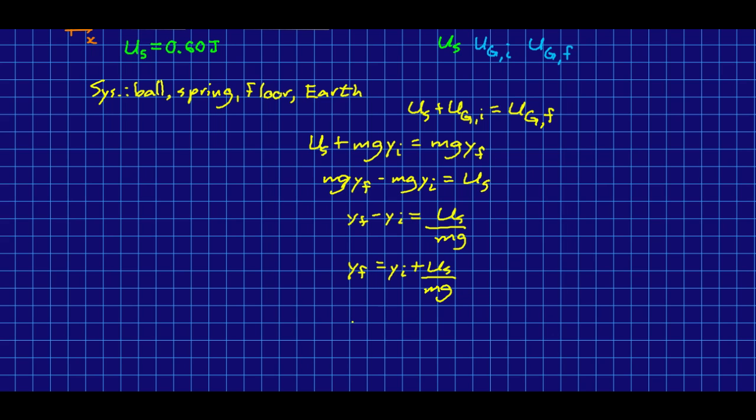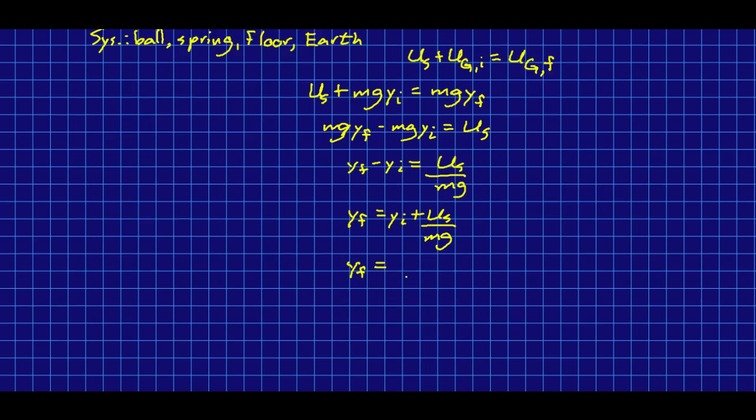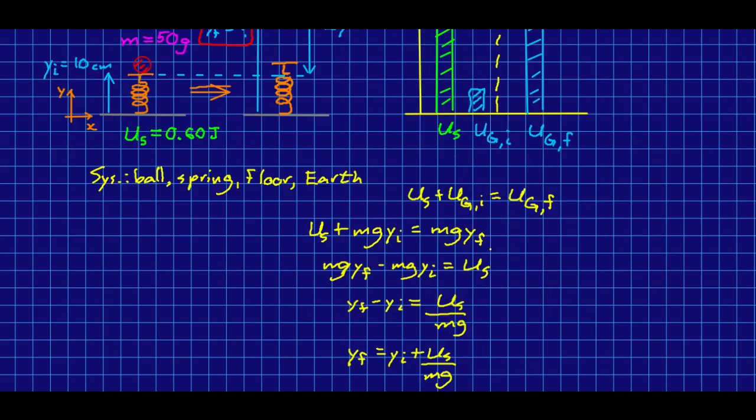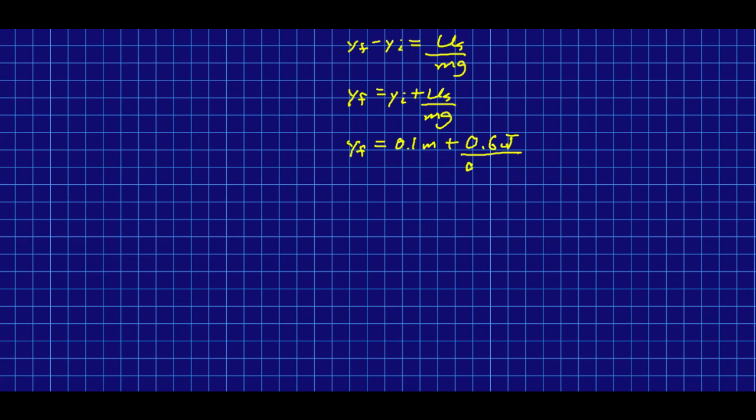Now I can substitute in numbers. So I know this is 10 centimeters, but I'd better work in meters. Inertia is 50 grams, but I'd better work in kilograms. And g I'll use, as I usually do, just 10. If we needed more precision, we could get it. And if you plug that all into your calculator, you will get 1.3 meters.